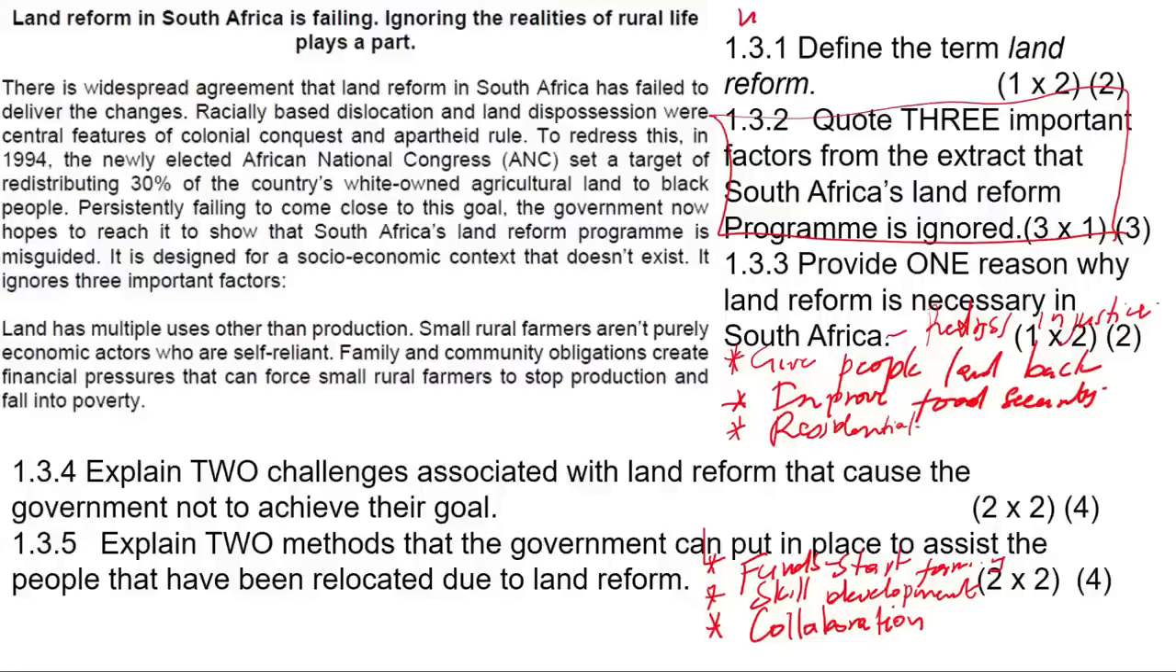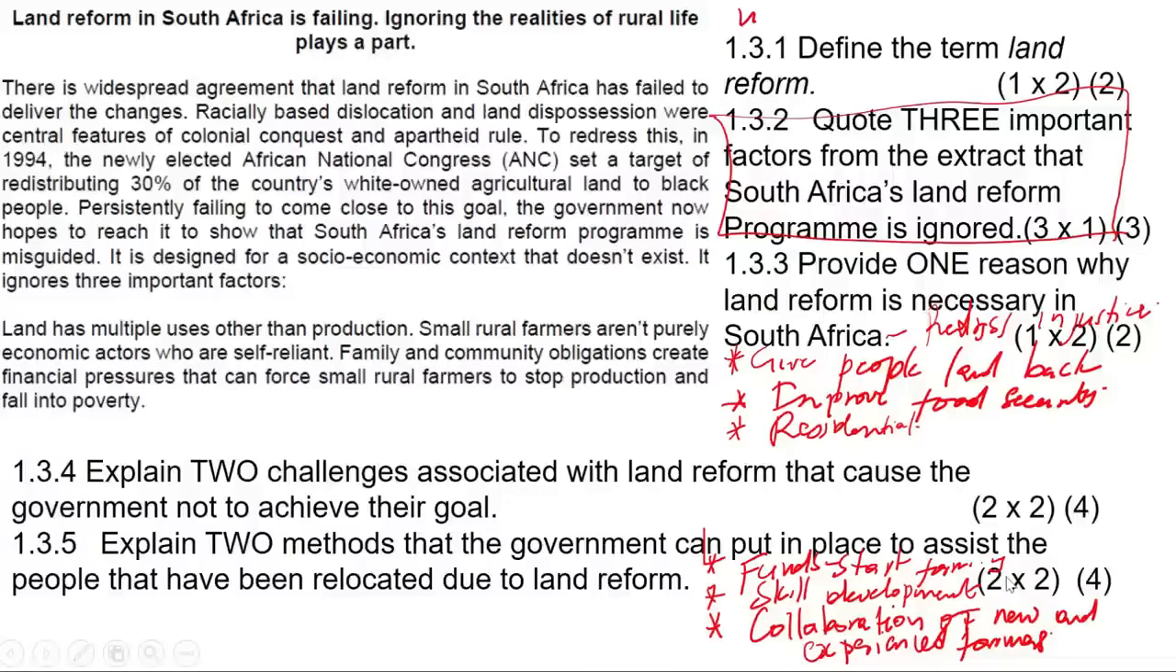The government can start a collaboration of new and experienced farmers, so that the old farmers can teach the new farmers how to become successful farmers. Once a farmer gets onto a piece of land and doesn't know what to do, the land will be useless because it cannot benefit them.